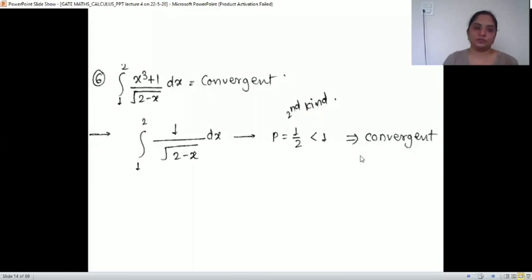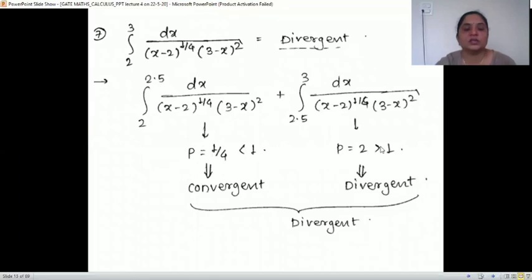Next. If we see the denominator is of the form b minus x. Second kind again, right? So we consider only this integration. This is your g of x. So g of x is 1 upon root of 2 minus x. And what is the power of x in the denominator? It is 1 by 2. And 1 by 2 is less than 1. It is convergent. So the whole integration is convergent.